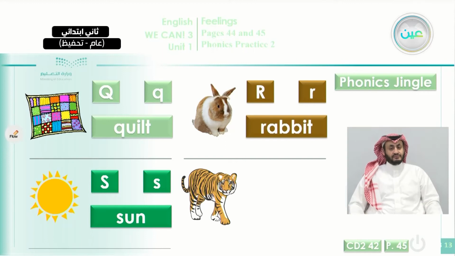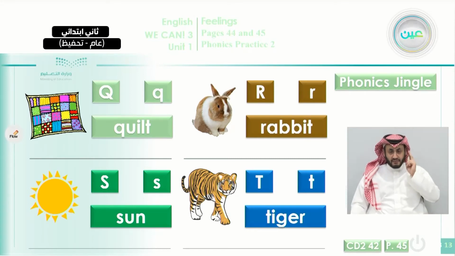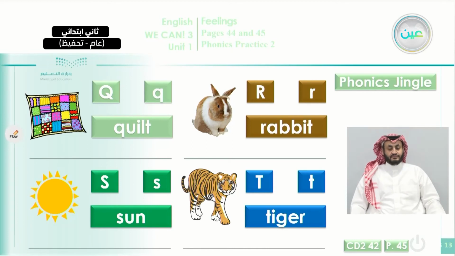The last picture in this slide is a picture of what? Can you tell me? It's a picture of a tiger. That's good. Tiger, the word tiger starts with T. You can write it in capital as T here or in small, as you can see in the second square here. Okay, let's listen to one of your colleagues reading these 4 words.